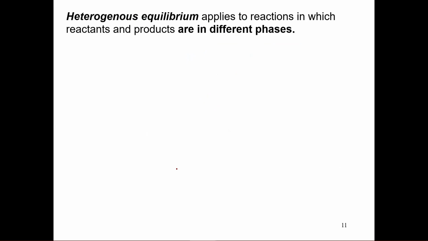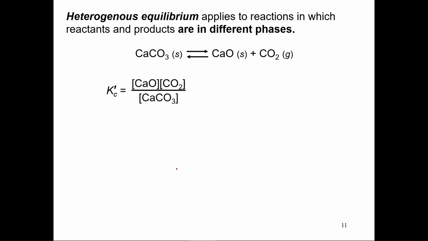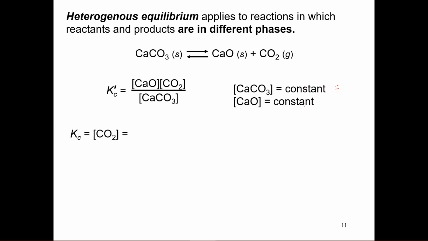Heterogeneous equilibrium applies to reactions in which the reactants and products are in different phases. And an example here is calcium carbonate goes to calcium oxide plus CO2. And you plug the values in there again. But you notice there's two solids, and the solids are essentially considered constant. So basically they don't change. So this is a constant and that's a constant. So they're not involved in it. You just get a new Kc. And notice the prime here, the new Kc is this because the CO2 is the only thing that changes.